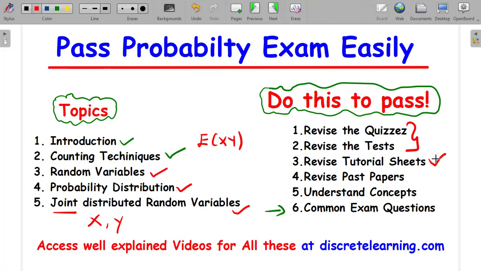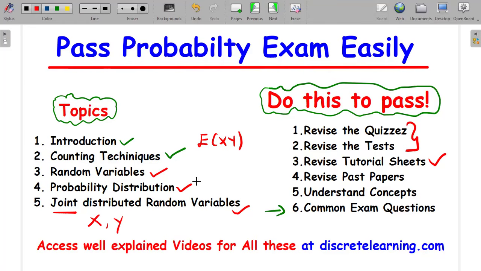So do not simply read the solutions somewhere, okay? Pick a question, hide the solution, attempt it on your own. And then once you find the answer, you can compare with the solutions that you may have. Make sure you solve the tutorial sheets because all the concepts that are going to come in the exam are going to come from the tutorial sheets. Remember, we have videos for all the tutorial sheets, and of course, we also have them for the quizzes and the test.